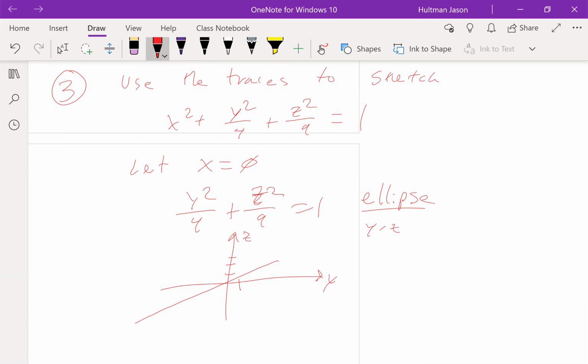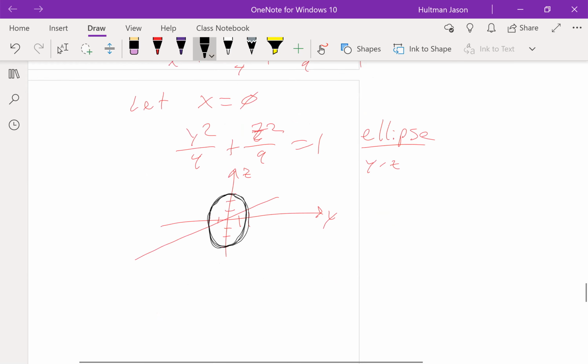Okay. Right, and then out 2, and then 1, 2, 3. So one of the traces, the slices of this looks like this, right? So that's the slice. Okay, that's that slice in the YZ plane. So that's an ellipse, but I let x equal 0.